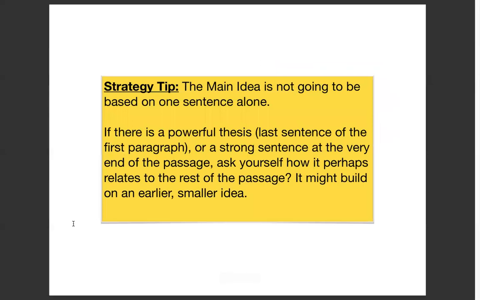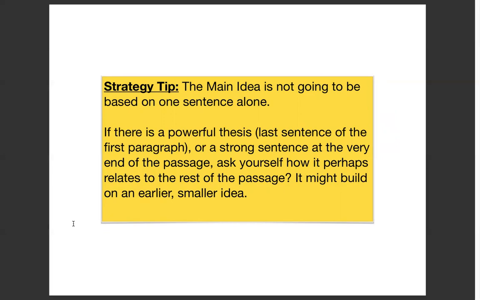All right, strategy tip. Main idea is not going to be based on one sentence alone. I have to say that in that very serious voice, because many times the last sentence of the passage will end with an opinion, and the student will say, oh, look, there's a very strong opinion in the last sentence, therefore the whole passage is persuasive. And it's not, you know, it is I plus. So one sentence is not going to make or break it. It's about how all these keywords work together and how they're scattered throughout.